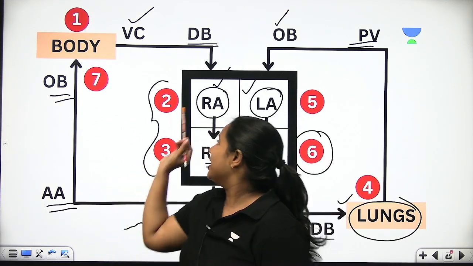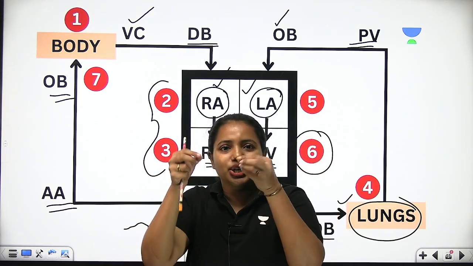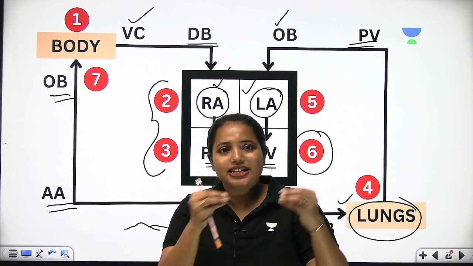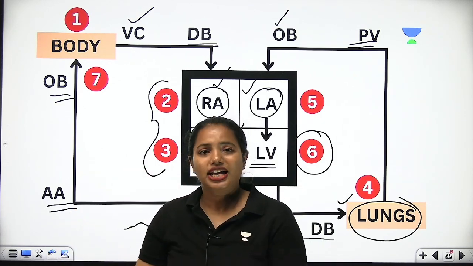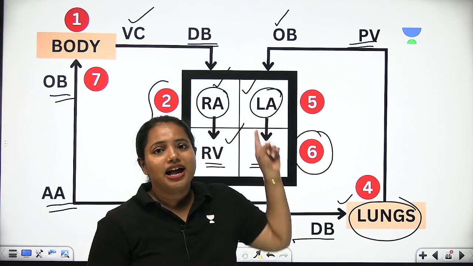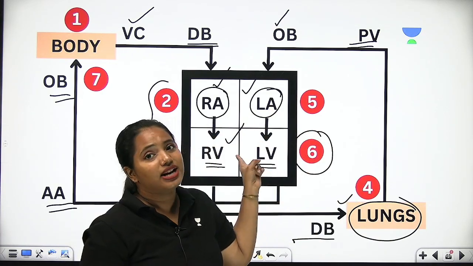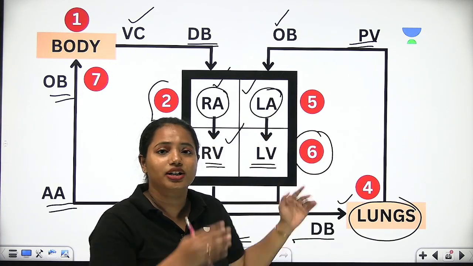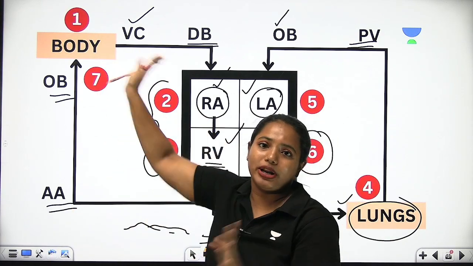So it starts from the right atrium, gets squeezed into the right ventricle, and from there it is taken to the lungs for oxygenation. From there the oxygenated blood is going to reach the left atrium, and from the left atrium it is going to reach the left ventricle, and from the left ventricle through the aorta it is going to reach all the body parts.